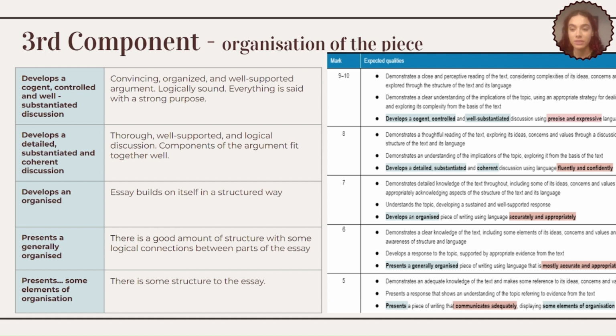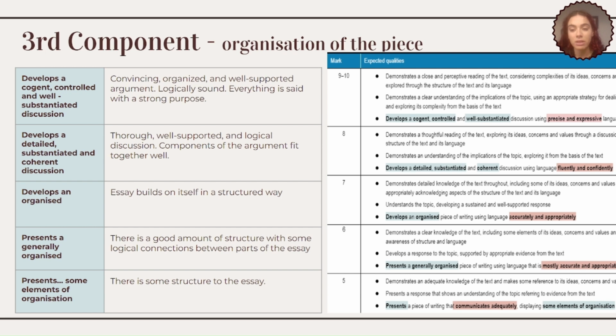All right? Moving to level 8, it is a thorough, well-supported, and logical discussion. Okay? Lots of detail going on. It is well-backed. It makes sense, but maybe it's not as convincing. Maybe it's not as organized as the previous one. Okay? Everything in this second one, in level 8, these components fit well together. Maybe it's not so purposeful, but they fit. 7, essay builds on itself in a structured way, right? So we are moving through your argument throughout the whole thing. We are seeing the logical development. It's organized. It makes sense.